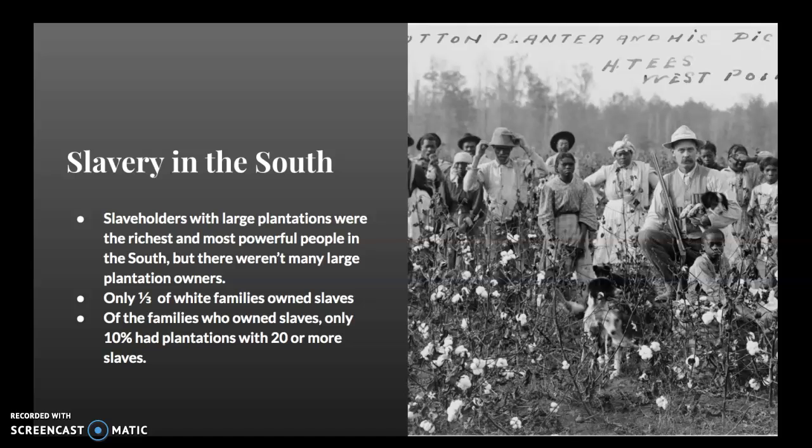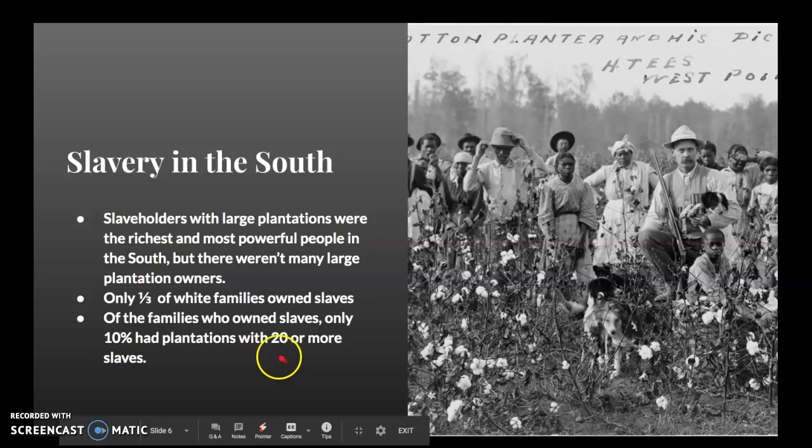So first, some numbers right here. Slaveholders with large plantations, these massive properties where they grew tons and tons of cotton, were the richest and most powerful people in the South. But there weren't that many of those large plantation owners. To put this in perspective, only about a third of white families in the South owned slaves. And of the families who owned slaves, only 10% of those had plantations with 20 or more slaves.